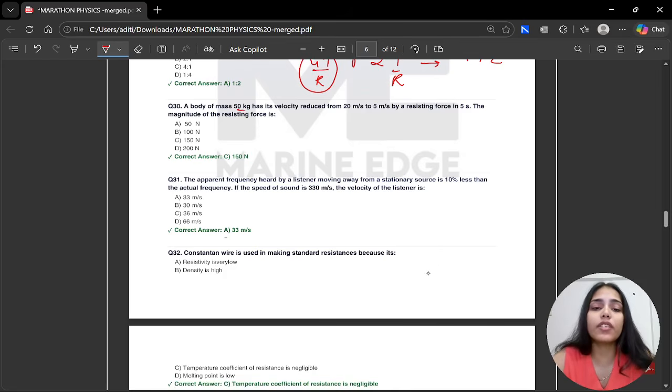A body of mass 50 kg has its velocity reduced from 20 meters per second to 5 meters per second by a restoring force in 5 seconds. So initial velocity was 20, final velocity is 5, and the time is also 5 seconds. So it is asking about the magnitude of the restoring force. So acceleration will be what? 5 minus 20 upon 5, that is minus 3 meter per second square. Now, the mass is also given to us, that is 50 kg.